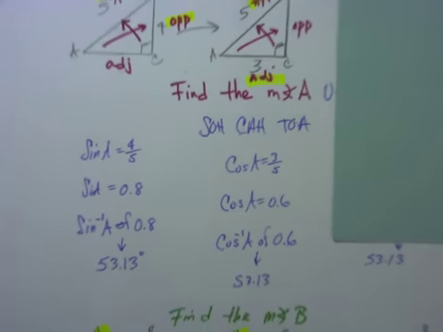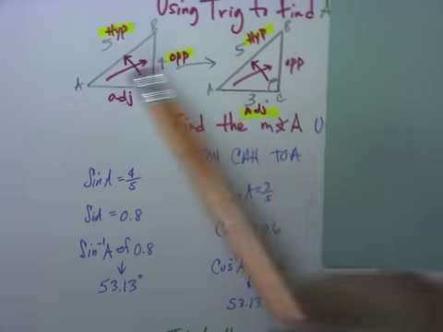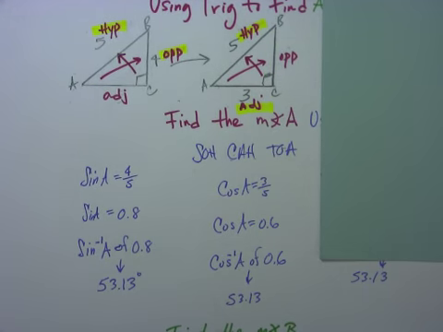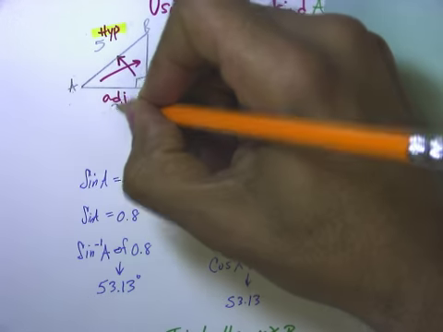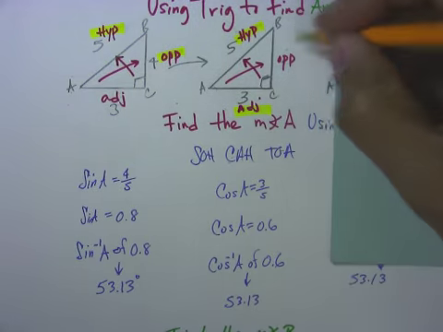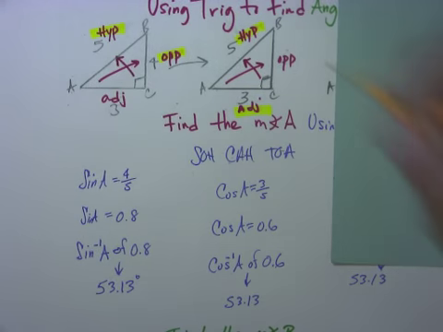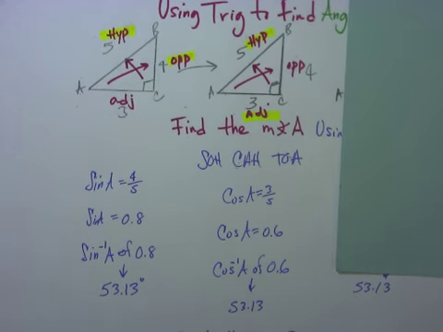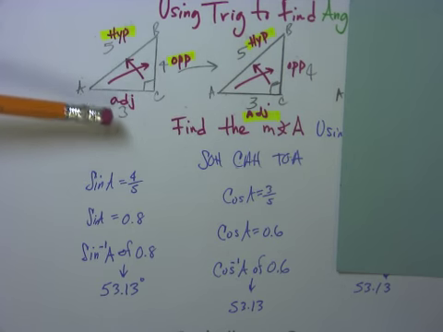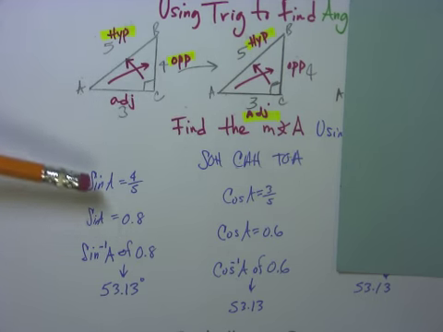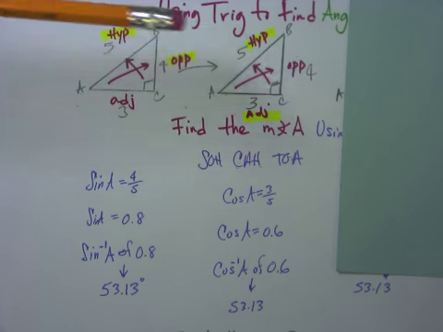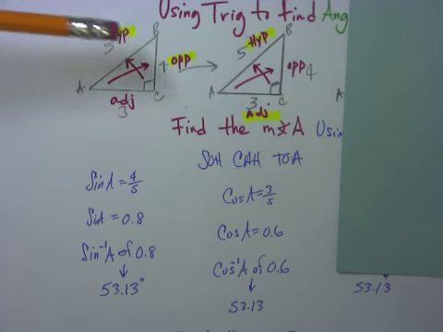Now, are you surprised that both of these answers are the same? You shouldn't be, because in actuality, these two triangles are exactly the same triangle. You know that the magic numbers for the Pythagorean theorem are 3, 4, and 5. This is 3, so we know that if we did the Pythagorean theorem, this side would be 4.